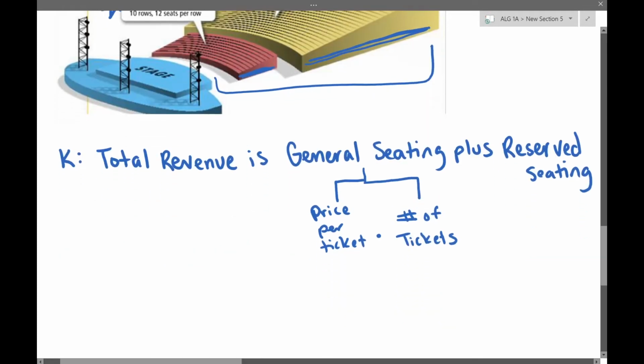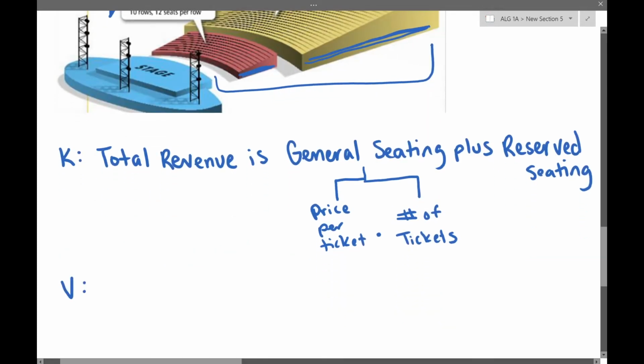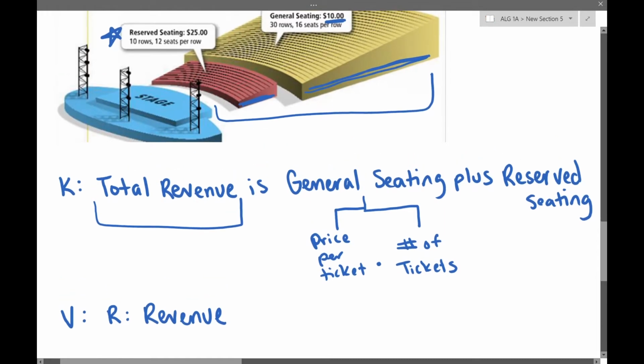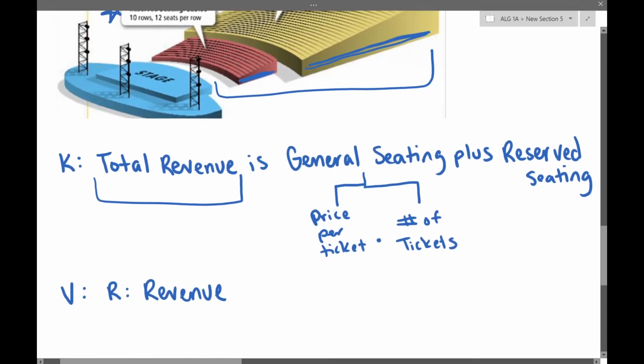All right, so now our variables. We need to know my total revenue, so we need to know R for revenue. And we also need to know how many tickets, because we know the price of these, we just don't know the ticket numbers. So we'll say T for ticket. Those are the only two variables we need. We know how much my reserves are. We know how much the price is. We just don't know the number of tickets.